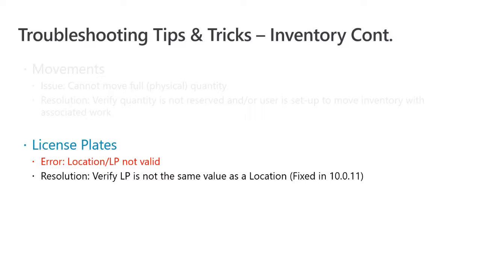And then finally, for the license plates, if on the warehouse mobile application, and this may be in any number of different workflows, you scan either a location or an LP to initiate the workflow, and you receive an error message that says it's not valid, then the resolution in the past was to verify that you do not have a license plate and a location named identically the same.